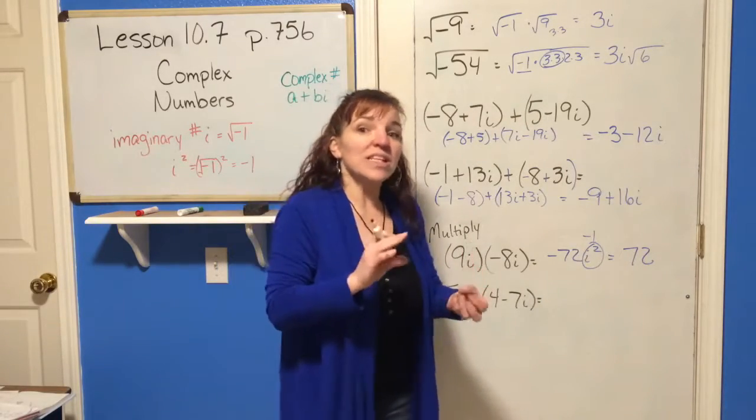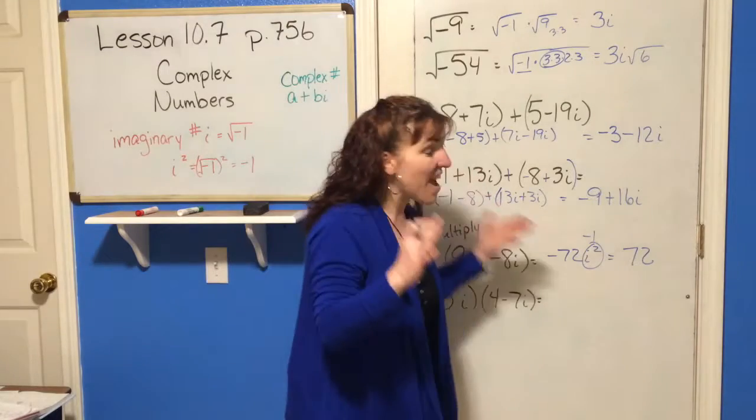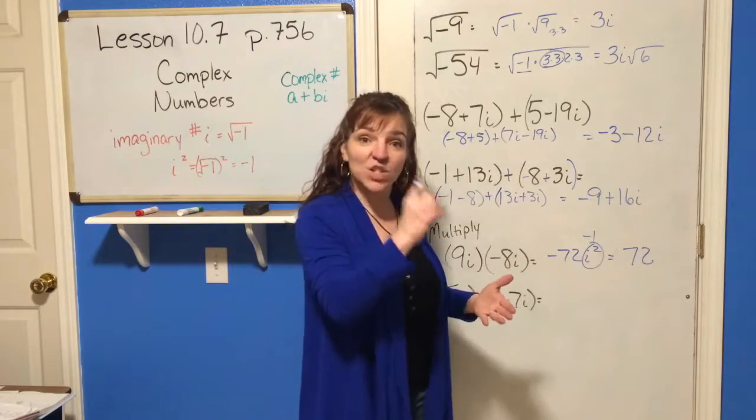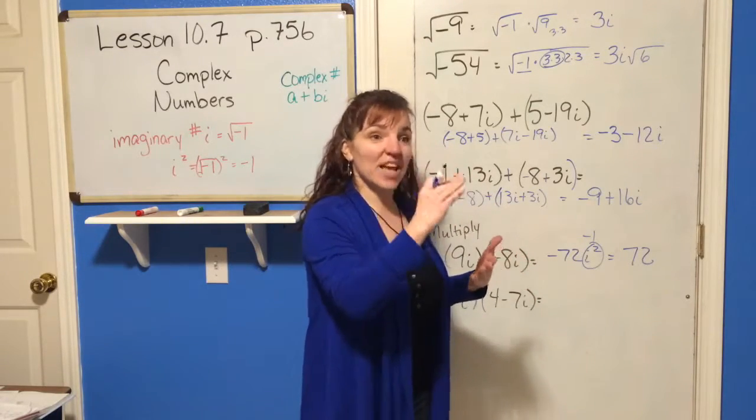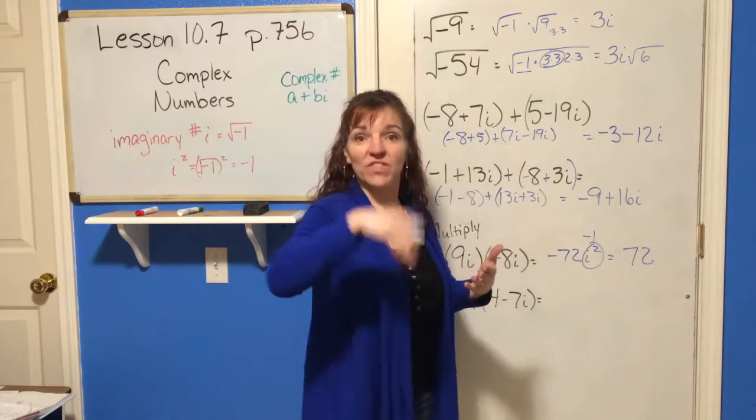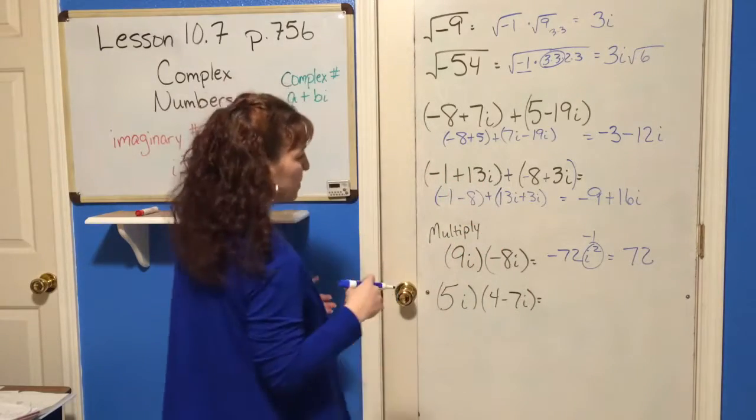Okay, so if you end up with an i squared, your answer should never have an i squared. If you have an i squared in your answer, then you need to take the whole thing times a negative 1 and get rid of the i squared. Does that make sense? Okay.